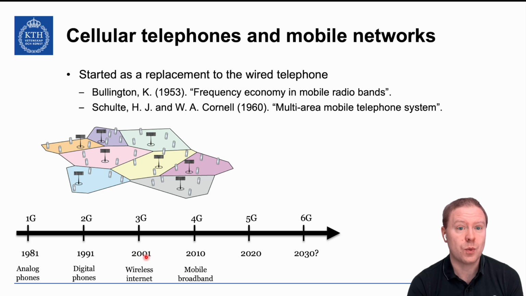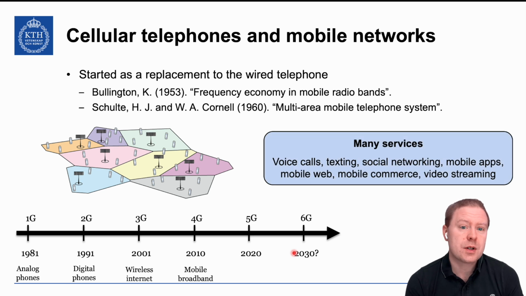So in 2001, 3G was introduced, and that was when wireless internet was making its way into our phones. And with 4G, it sort of really became much more about data transfer. And now we have 5G that was introduced around 2020, and we can expect that around 2030 there will be a new generation called 6G.